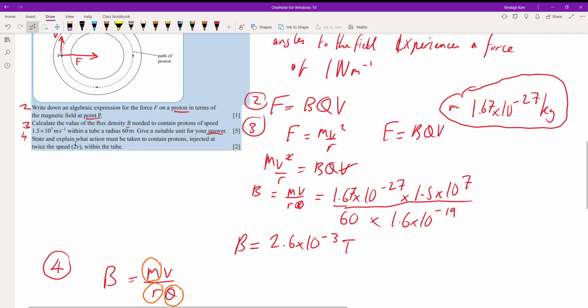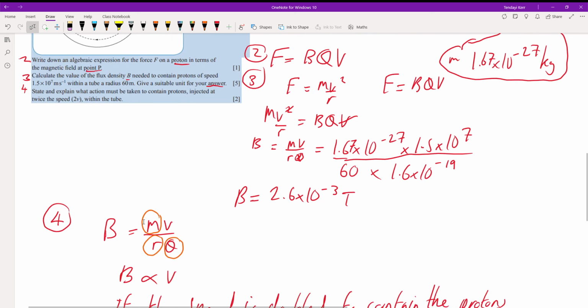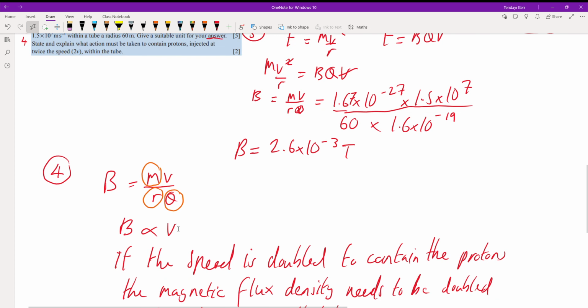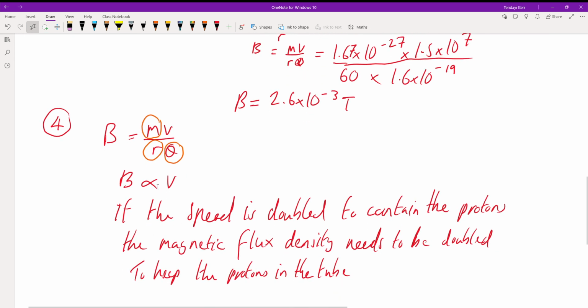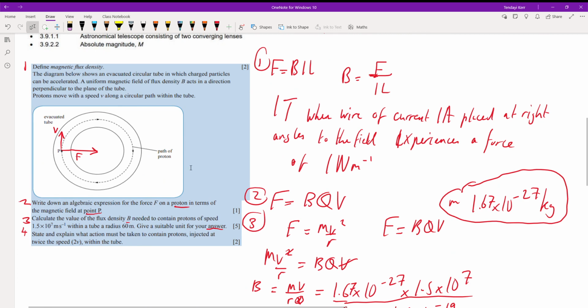So with these explanation questions, it's always introducing some proportionality. Speed is doubled. We're assuming that the mass is going to be constant because we're not moving at relativistic speeds. The radius has to be constant because it's in that fixed tube, and the charge of the particle is constant. That means that the magnetic flux density is directly proportional to the speed. So if we double the speed, we have to double the magnetic flux density.